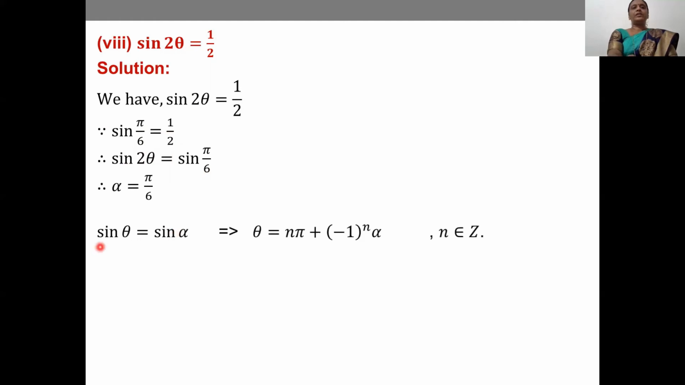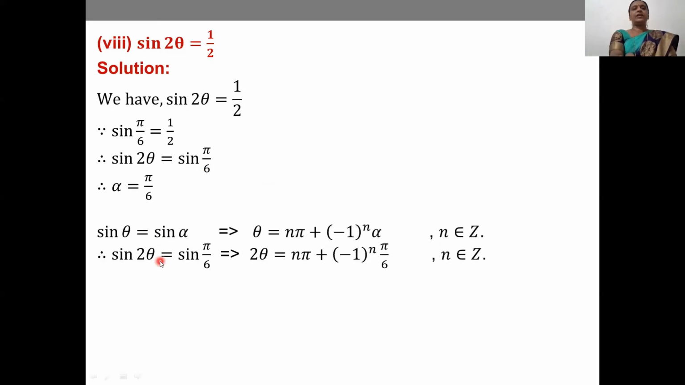Now, if the equation is in the form sin theta is equal to sin alpha, then this equation implies that the general solution is theta is equal to n pi plus minus 1 raised to n into alpha, where n belongs to Z. Therefore, you write down this equation here.